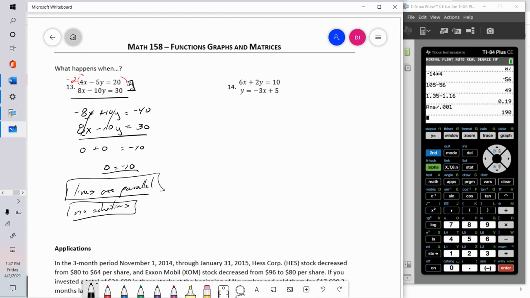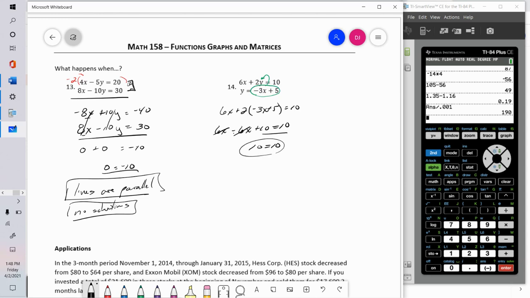So number 14, let's solve this one by substitution. The reason I would solve this one by substitution is that I got y equals this value. So I'm going to put that value in here for y. So 6x plus 2 times y, which is -3x plus 5, equals 10. So 6x minus 6x plus 10 equals 10. Something else interesting is going to happen. 6x minus 6x is 0, and we're left with 10 equals 10.